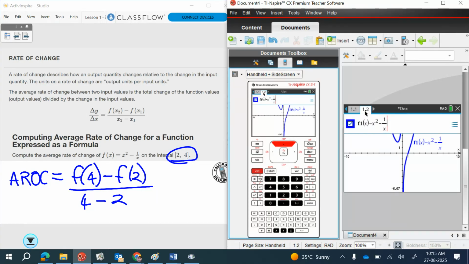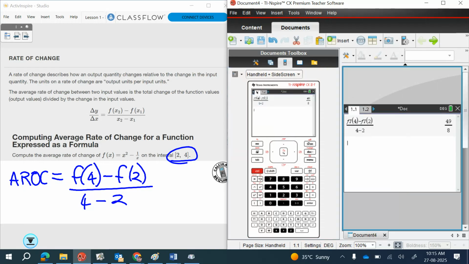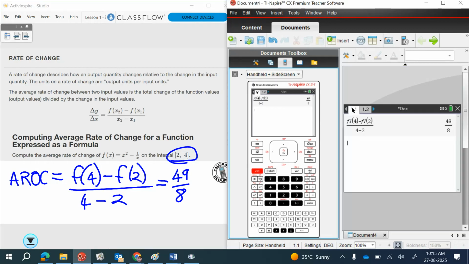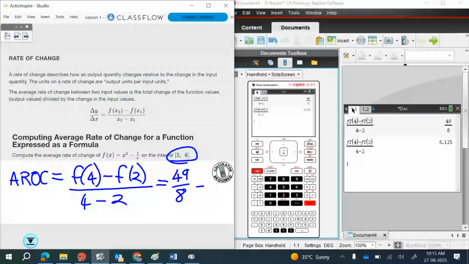So I'm just checking that I got the answer right. 1 minus, yep, I seem to get it right. 49 over 8. If your calculator gives you a fraction like this one, and for some reason you fancy having a decimal, just press Control Enter and it will convert it into a decimal. 6.125.